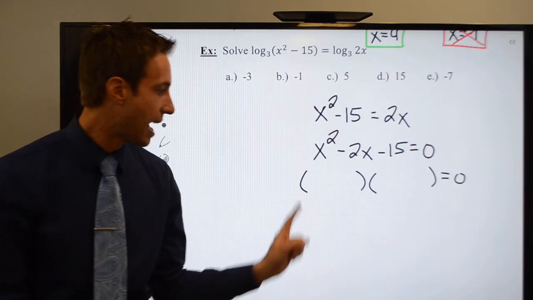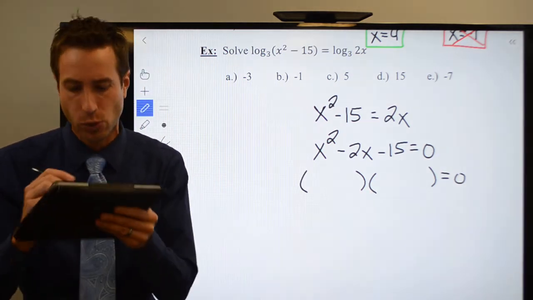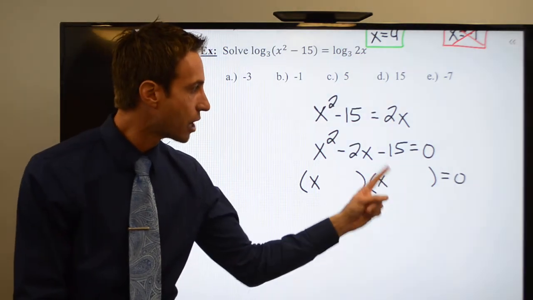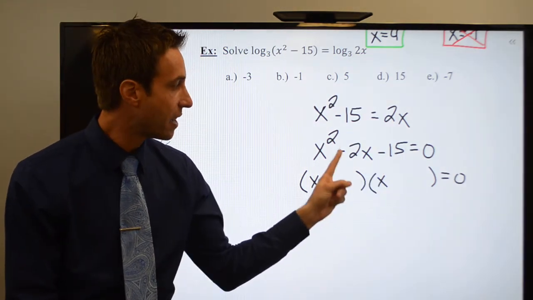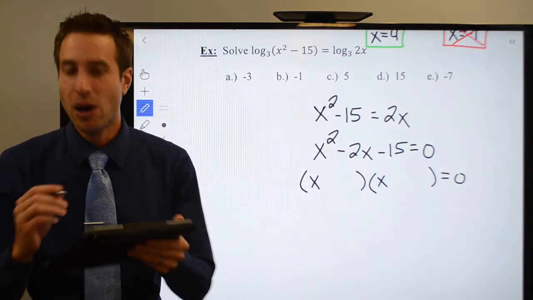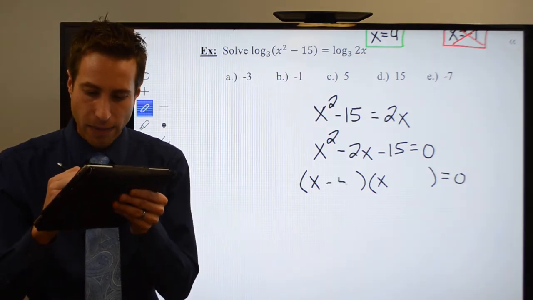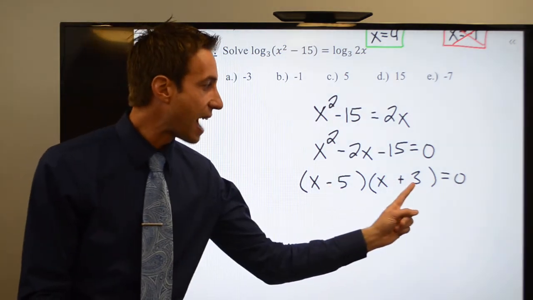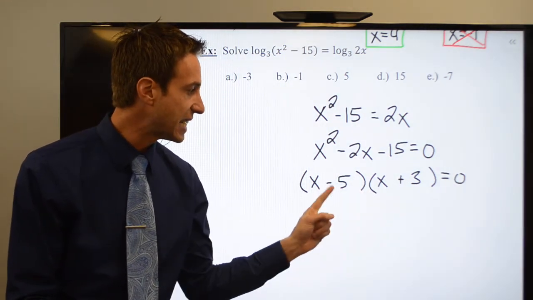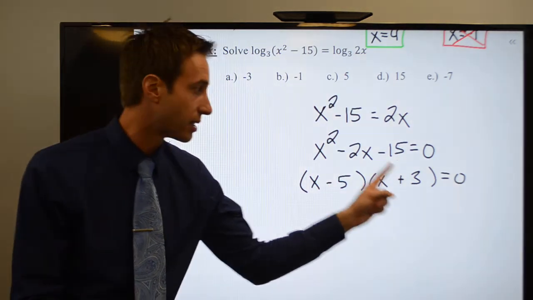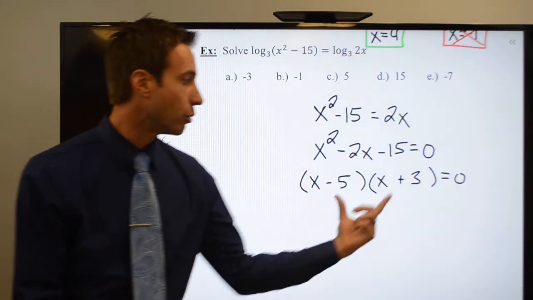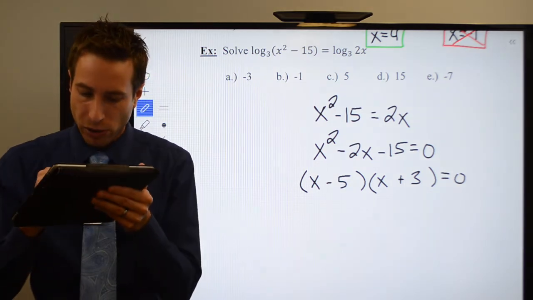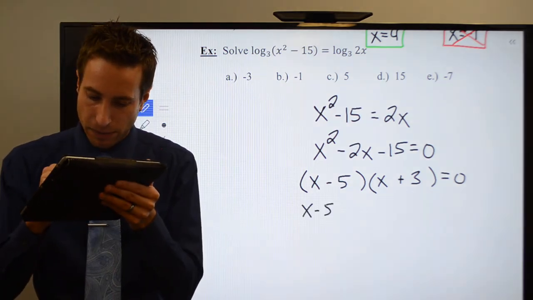The easy bit, I need two things that multiply to give me an x squared. That's an x and an x. The trickier bit, I need two numbers that multiply to -15 and sum to a negative 2. Well, actually, that's not that tricky. Minus 5 and plus 3. Negative 5 times a positive 3 is minus 15. Negative 5 plus a positive 3 is a negative 2. So it does factor nicely. Zero product property will let me split them up.